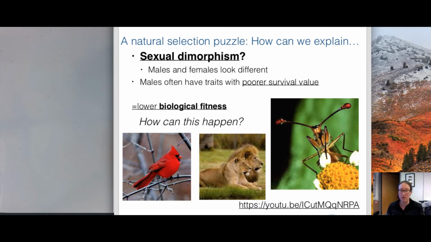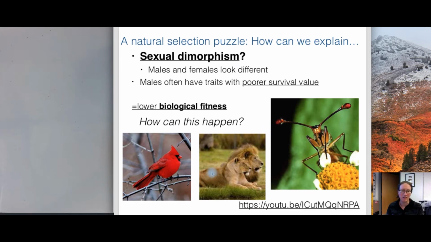survival value. So for example, in this slide here, I've got this picture of this bright red cardinal. And cardinal's a pretty tasty size for other birds to snack on, like hawks or eagles. And so given that, it seems like it would not be a good idea to be bright red because you're going to stand out in stark contrast to your surroundings.